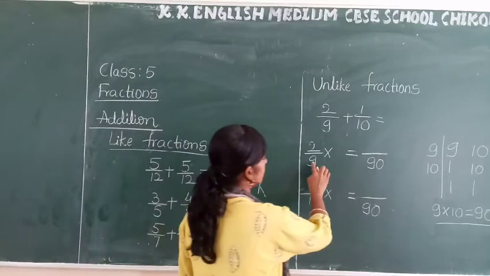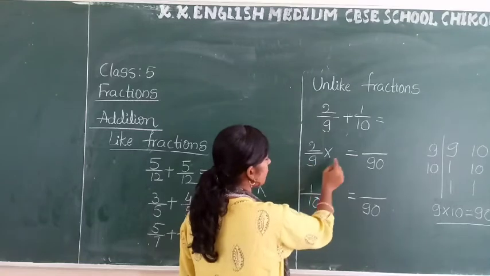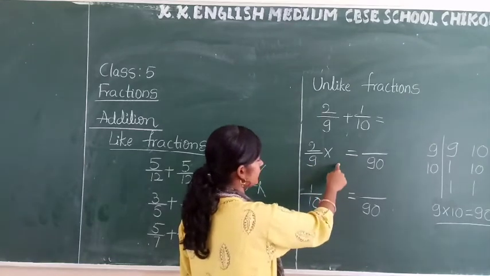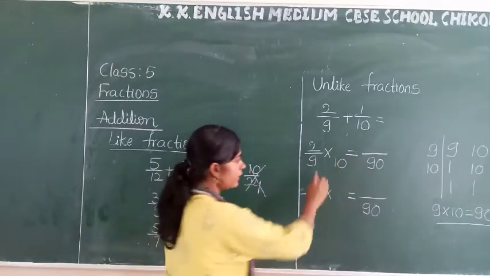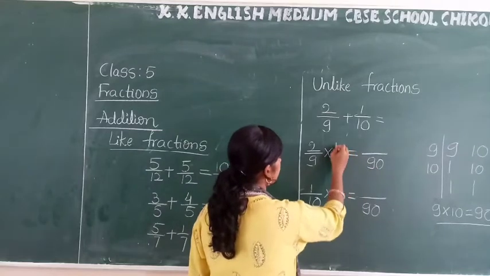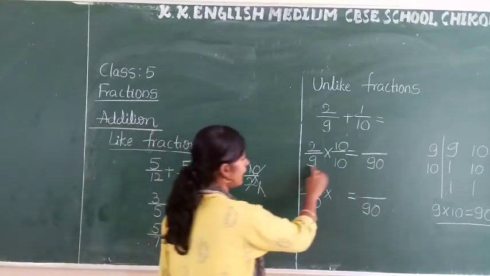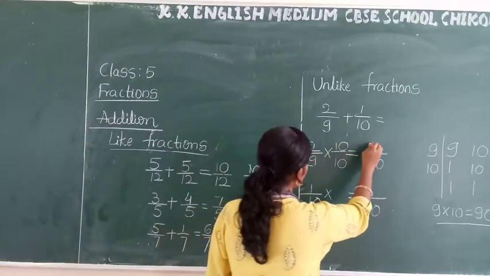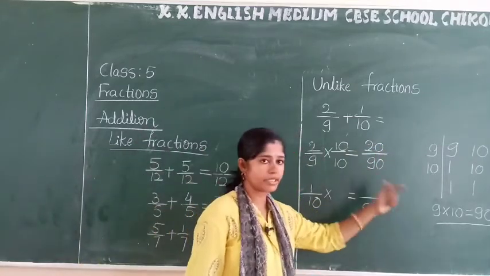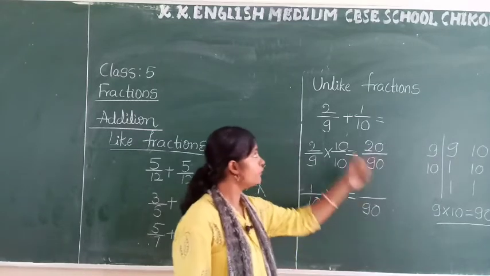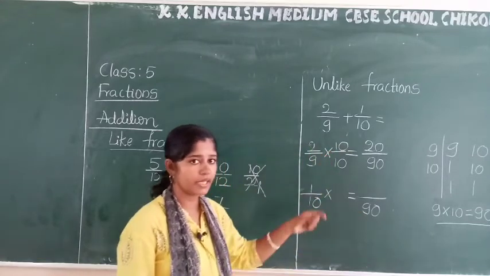To make this denominator 90, you have to think, 9 is there. By which number am I going to multiply? 9 how much are 90? 9 tens are 90. And when you are multiplying, multiply the numerator and denominator with the same number. 9 tens are 90, 2 tens are 20. I hope you are getting my point. Why did I take 90 as the denominator? Because my LCM is 90. When you get unlike fractions, you convert them to like fractions, then you add the fractions.